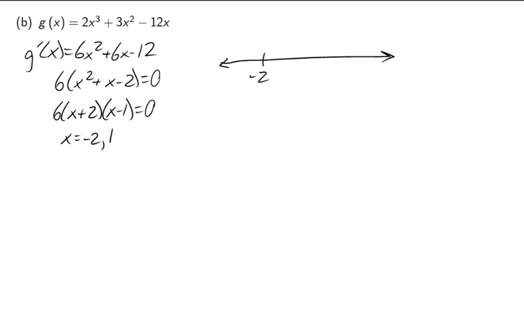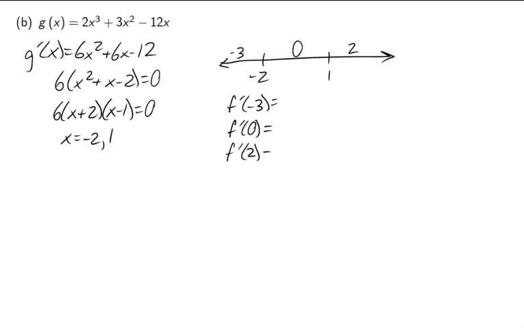Plot them, negative 2 and 1, and choose test points. 0 is always a good test point. Negative 3 will work for the left of negative 2, and 2 will work for the right of 1. Always choose a test point between and around all your critical points, and then we'll plug them in the derivative. Remember, the derivative is used for increasing and decreasing. The function is used for y values.